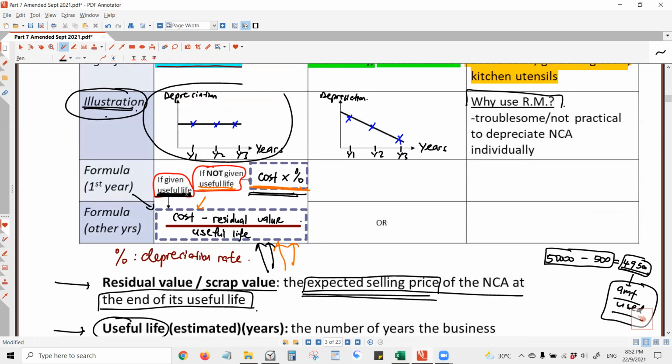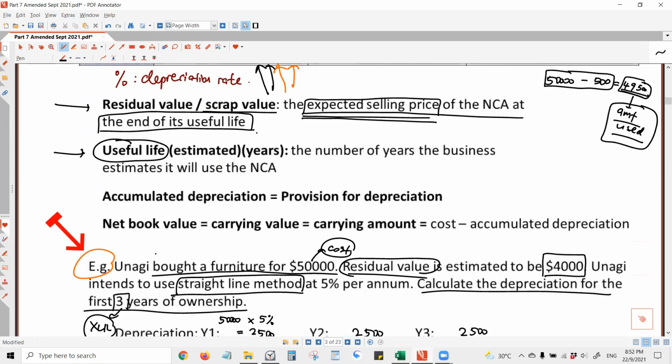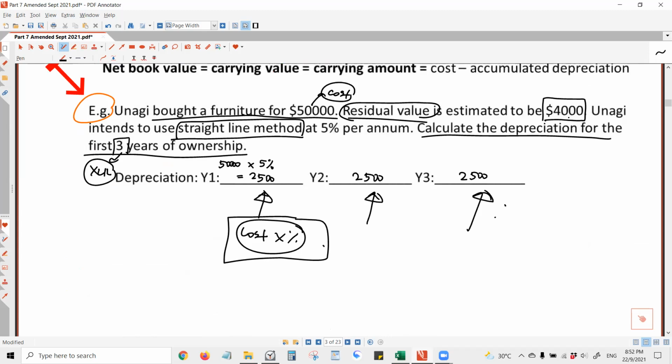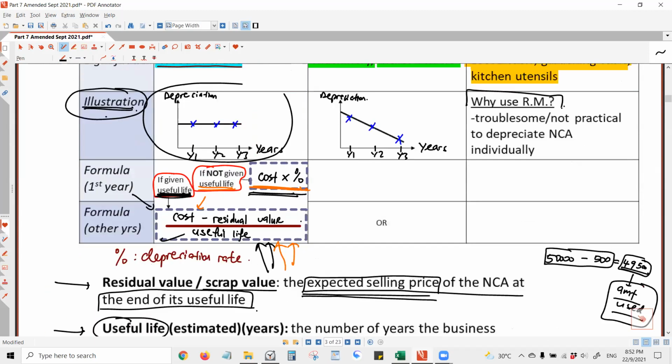If you have been given useful life, then only you use this formula. But unfortunately you don't have. So residual value is useless here. Residual value is useless here. Don't have to use that. By the way, the leftmost of the table, help me to remove this. You don't need this.